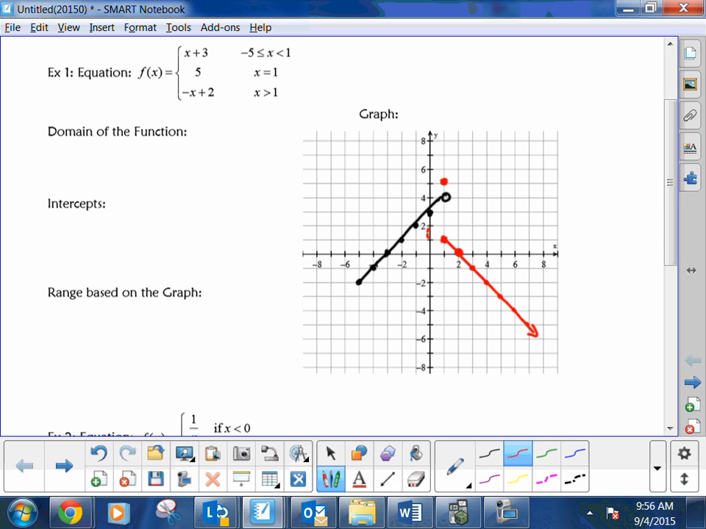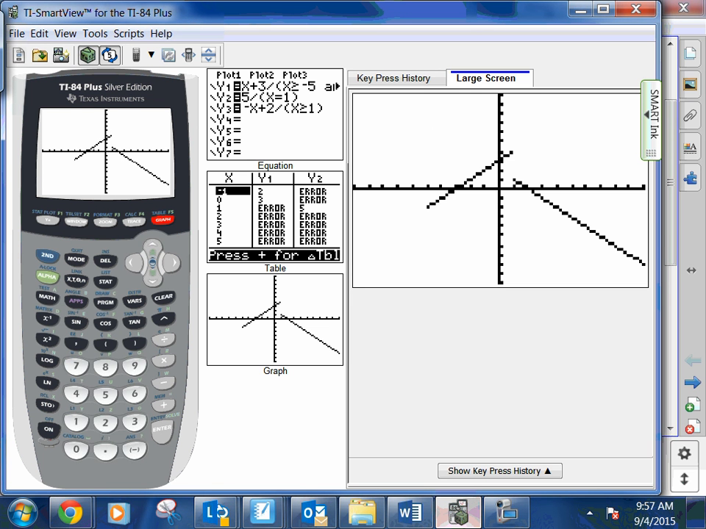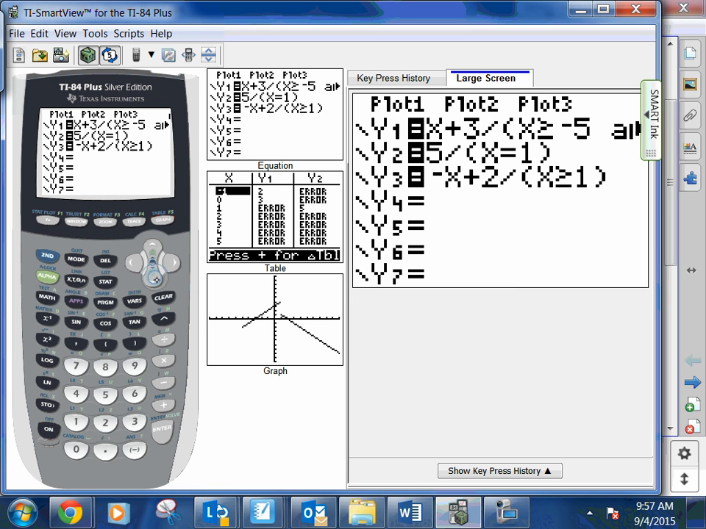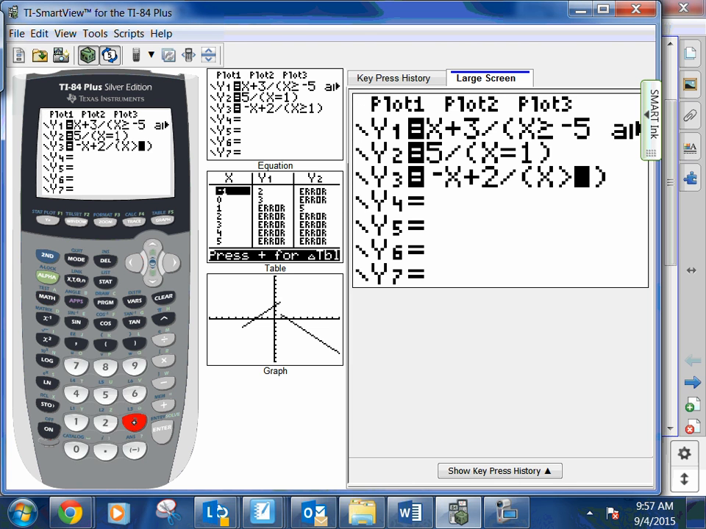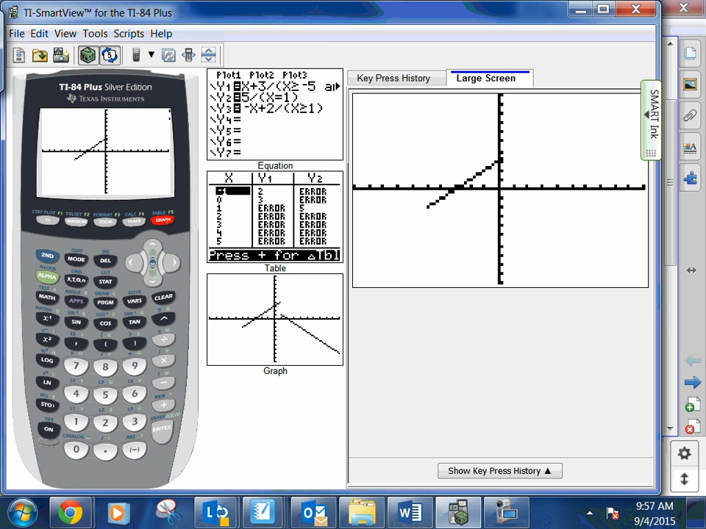Is it included? Oh, so it should have been not included then. Then it is an open circle. So that means that when I did this, it should have just been not greater than or equal to. It should have just been greater than. So let me fix that there. Okay, and then hit graph.